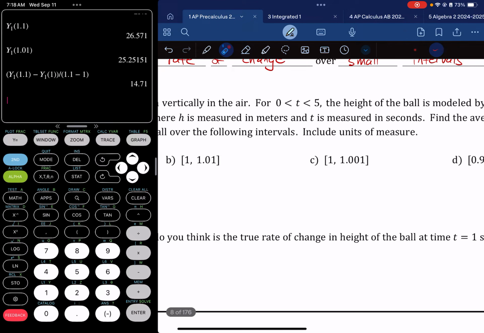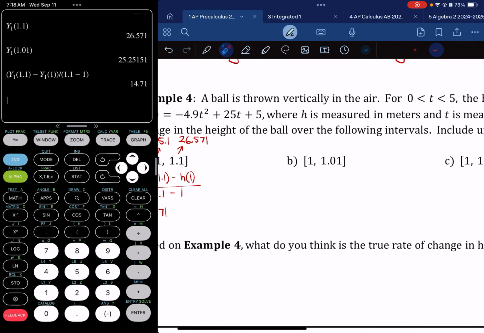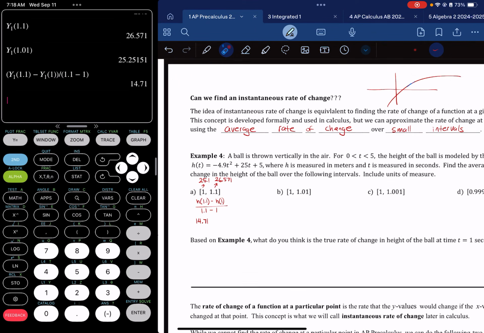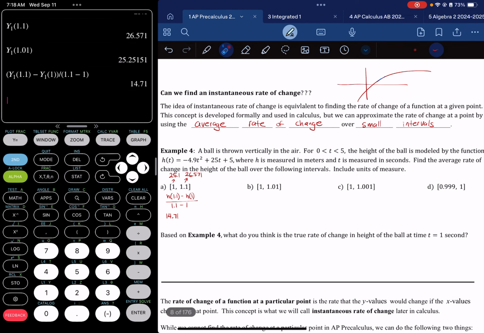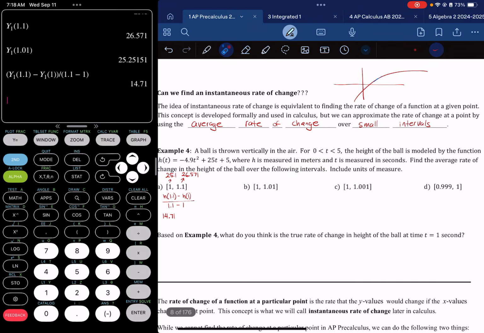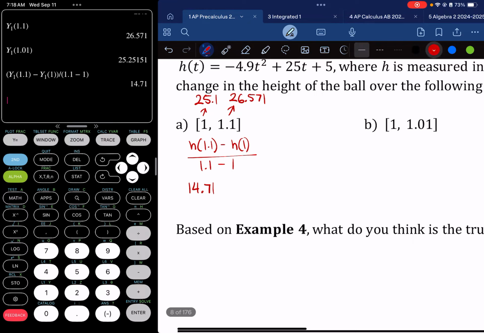It does say indicate units of measure. So I'm glad I came back and checked. So 14.71 what? Well, let's read the question. So we have h measured in meters and t is measured in seconds. So it's going to be meters divided by seconds, and our unit is meters per second. So I'm going to write meters per second.